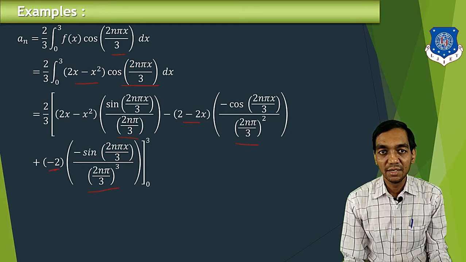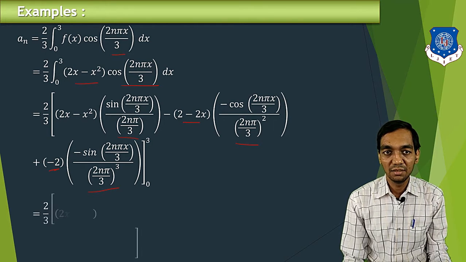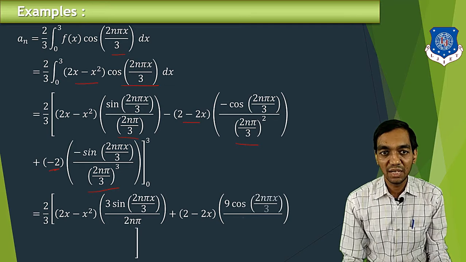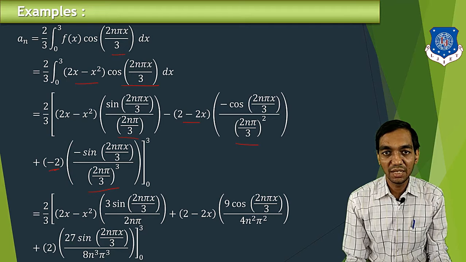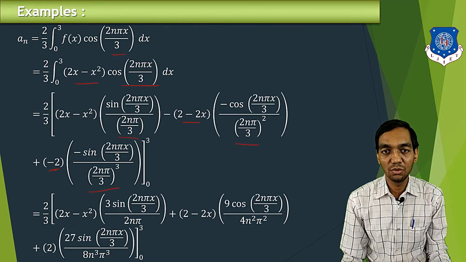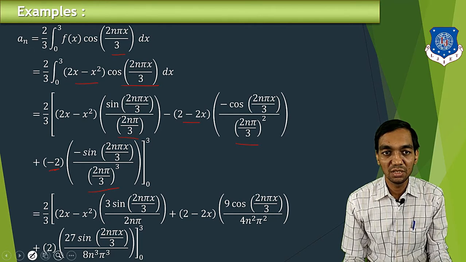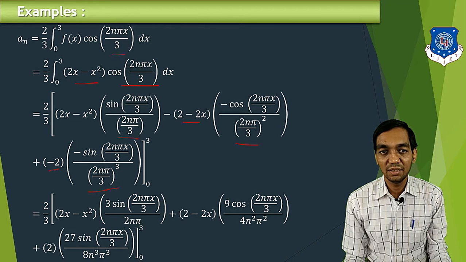Now first simplify this term. That will give you (2x − x²) times, the denominator 3 going to the numerator, 3 sin(2nπx/3) divided by 2nπ, minus minus plus (2 − 2x) times the bracket, 3 squared is 9 going into the numerator, so 9 cos(2nπx/3) upon 4n²π². And here minus minus plus 2 times 27 sin(2nπx/3) divided by 8n³π³. The limit is from 0 to 3.